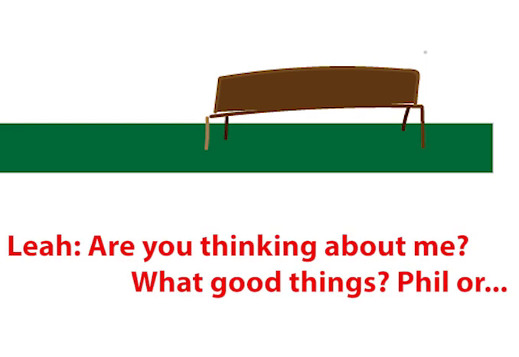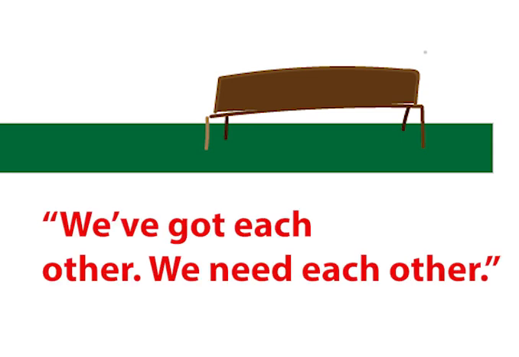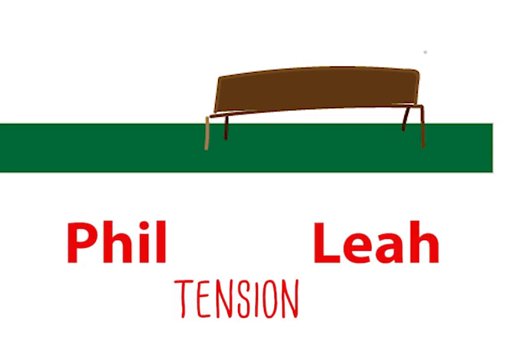The choice of location for Leah and Phil, the frustrated lovers if you like, is interesting. A field. A lot is going off between these two. Leah says, "Are you thinking about me? What good things, Phil, or..." And she also says, "We've got each other. We need each other." So this suggests that there is a closeness between the two, but there is also so much tension and a major play on power dynamics.